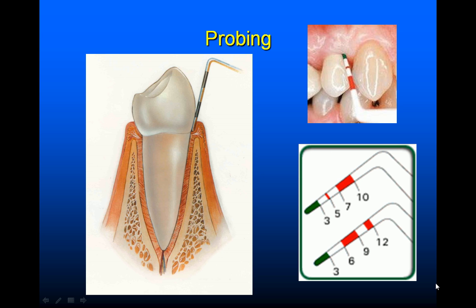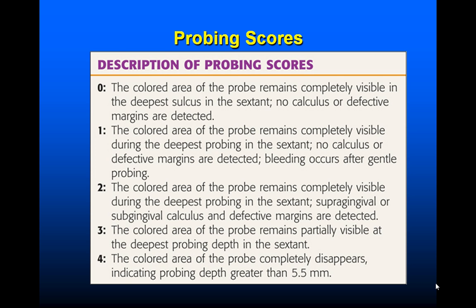The next method of recording probing scores is different than what we've just mentioned. With this method, the operator will run that color-coded probe around the sulcus of the teeth. They'll still place it in all of those 6 areas, but instead of recording an individual number for each of those measurements, they're just looking for the deepest or most unhealthy area.